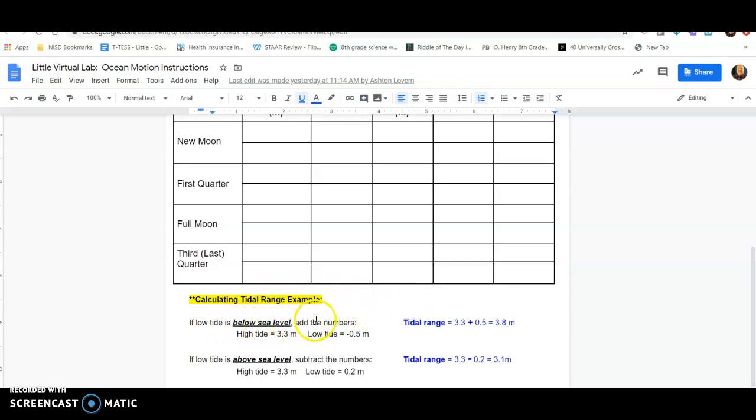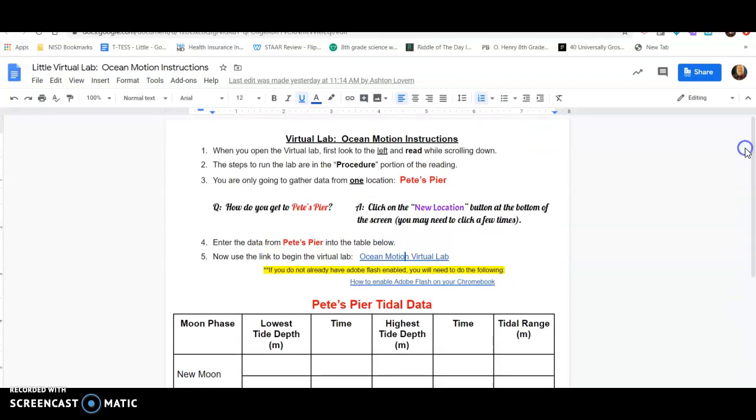So if low tide is below sea level, I add the numbers. If low tide is above sea level, I subtract the numbers and so forth. So once you finish that, you want to hang on to it, okay?